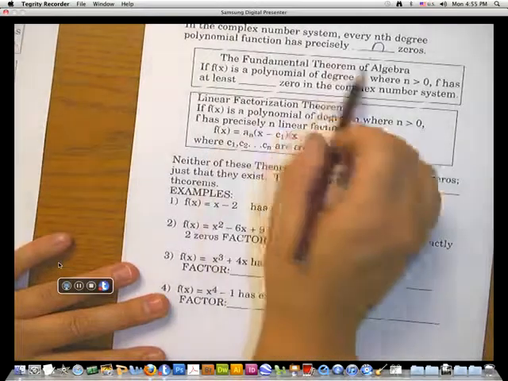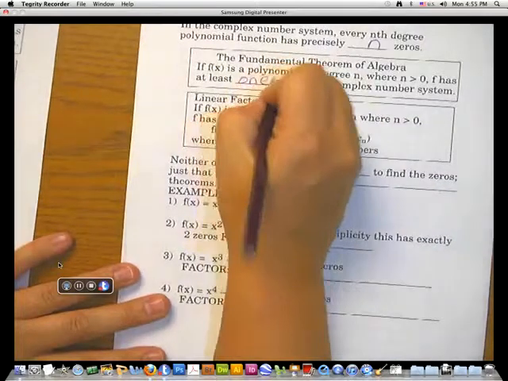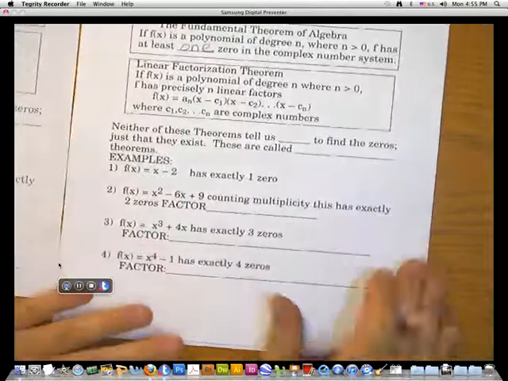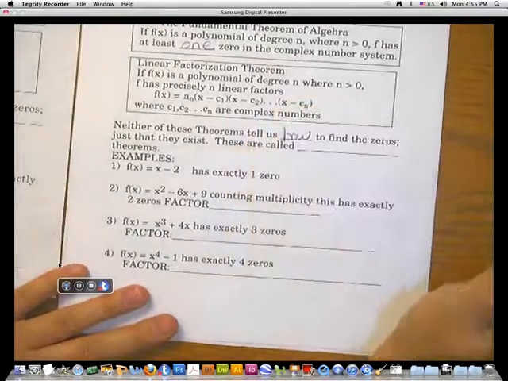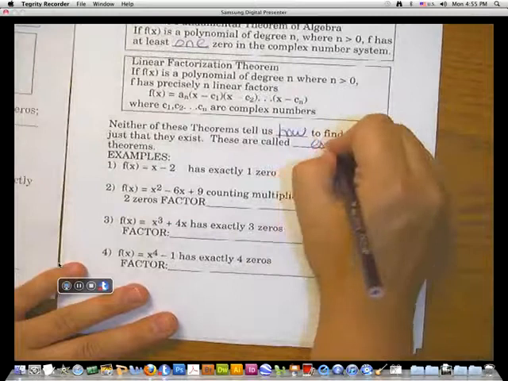So what this says, the fundamental theorem of algebra, is that there's going to be at least one zero. Neither of these theorems tell us how to find the zeros. They just say they exist.